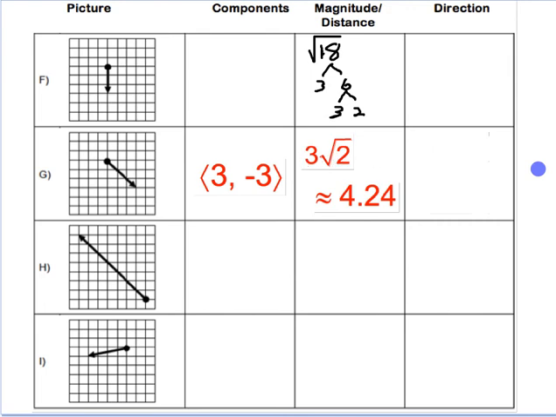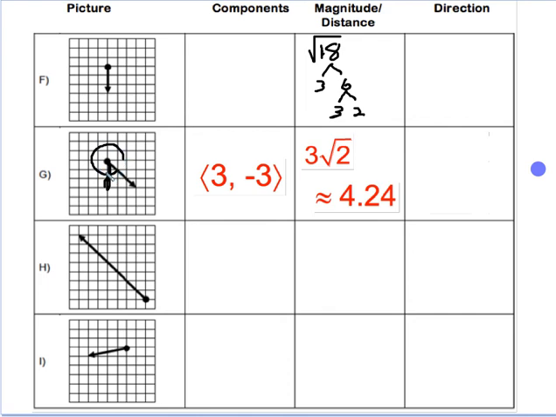And then what direction are we going? My direction, my rotation angle, starts here and goes all the way around. Because I'm going up to the right 3 and down 3, I know that from here, whoops, I'm trying to draw a straight line. From here to here is 45 degrees.